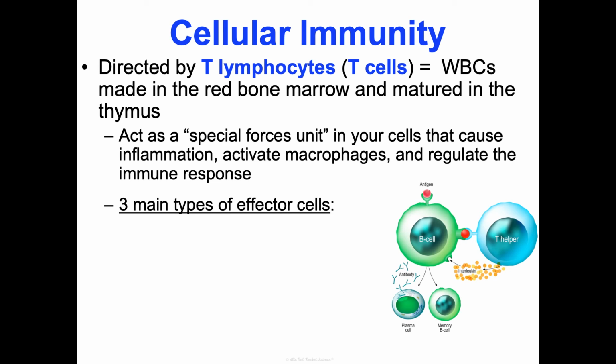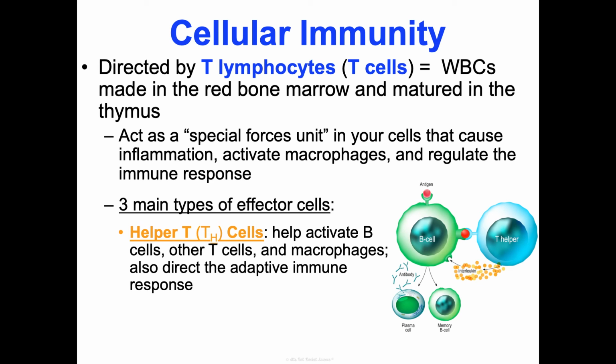These T cells basically have 3 main types of effector cells. Helper T or Th cells. These are helping to activate B cells, other T cells, or macrophages, and then also just directing the adaptive immune response as a whole. So, like you can see in this picture, how a helper T cell is binding to the B cell and helping activate it when the antigen is present by secreting these interleukins, and thus the B cell can make plasma effector cells to secrete antibodies, and it can make memory B cells to remember it for the future. So they're working hand in hand.